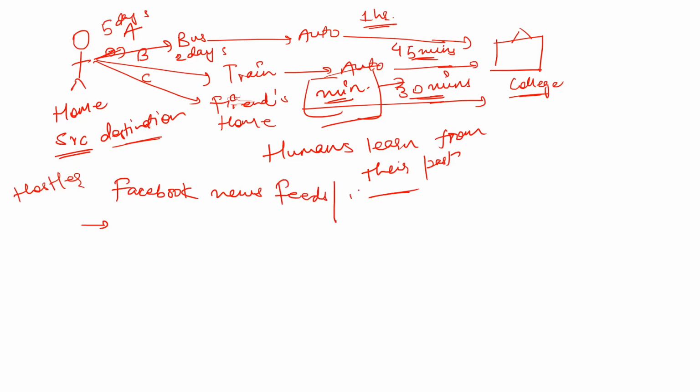Or it can be Instagram reels. I'll explain how machine learning is being applied in Facebook news feeds and Instagram reels. Just hang on, and we'll cover that in detail, how Facebook in the backend is using machine learning to generate news feeds. It can be Instagram reels, or it can be your Instagram explore tab.